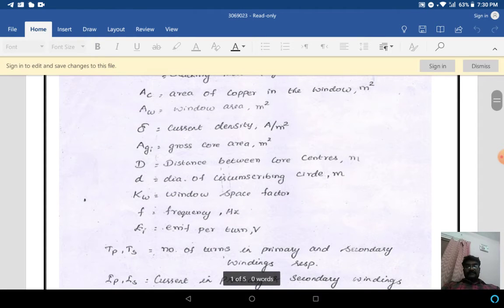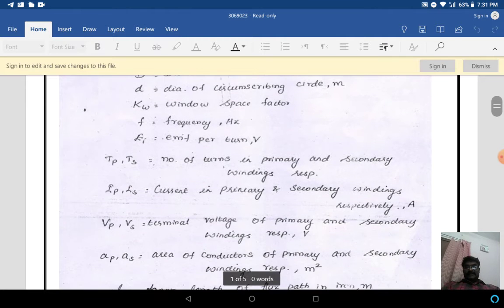And D is the distance between core centers. Normally the core limbs will be there and we are wrapping the windings around them. So one limb to another limb is called the distance between core centers. A small d is the diameter of the circumscribing circle, in meters. And Kw is the window space factor. Frequency f, we know, is in hertz.